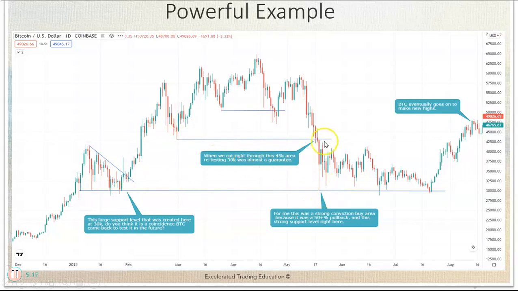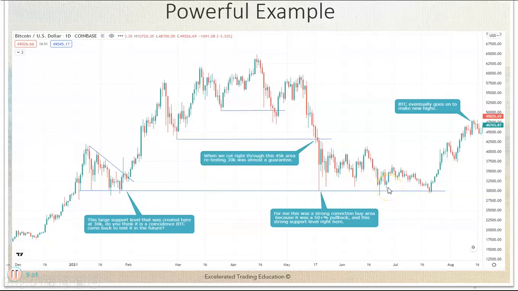So we cut through this $45,000 area. Retesting the $30,000 was almost a guarantee. For me, this was a strong conviction buy area because it was at a 50% pullback and this strong support level right here, right? So again, context. Two important things that can help us make decisions confidently, right? Not that we were in there forever if things didn't work out, but we go, hey, at a minimum, this has a chance of getting a really, really good bounce. And it became the future support level.